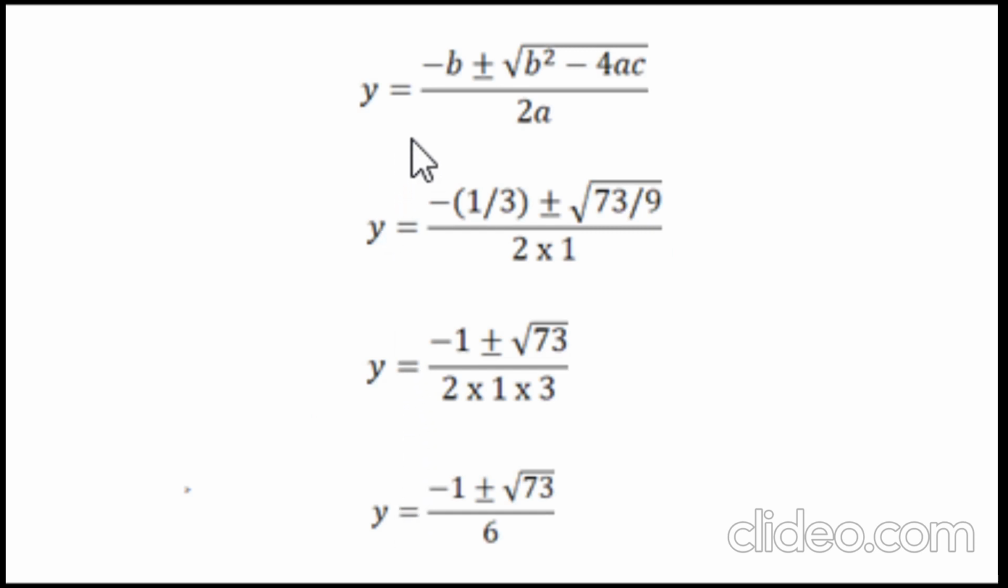Then the formula is y is equal to minus b plus minus root of b square minus 4ac upon 2a. b is 1 upon 3 and b square minus 4ac is 73 upon 9. Then this 9 comes out of the square root sign as 3, and this 3 descends into the denominator. So here we get minus 1 plus minus root 73 upon 2 into 1 into 3. So 2 3s are 6. So we get y is equal to minus 1 plus minus root 73 upon 6.